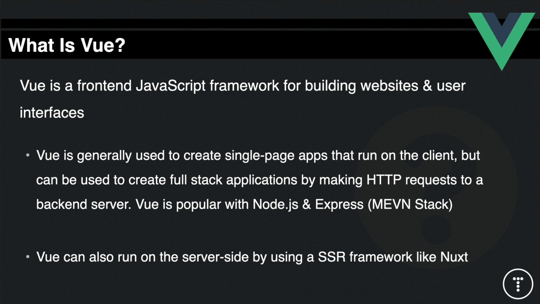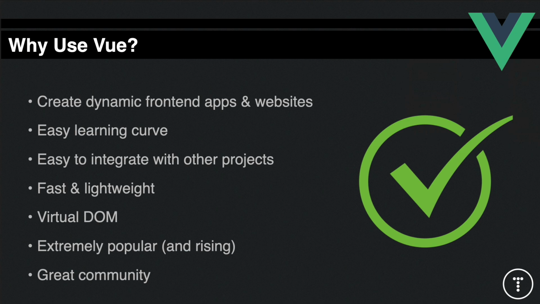It's a front-end JavaScript framework for building websites and user interfaces, very similar to React and Angular. In fact, Vue, React, and Angular are basically the biggest front-end JavaScript frameworks that are used right now. And Vue is generally used to create single-page apps or SPAs that run on the client, but it can be paired with back-end technologies like Node.js, Python, PHP, C#, basically anything that can run on the server to create powerful full-stack applications. Vue can also run on the server side by using the Nuxt server-side rendered framework, which is similar to Next for React. So why use Vue over, let's say, vanilla JavaScript?